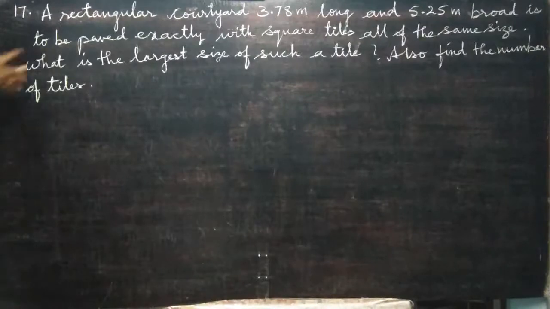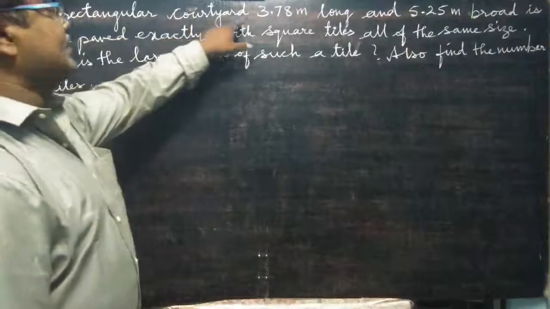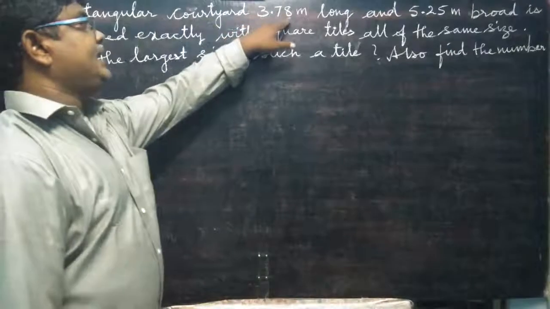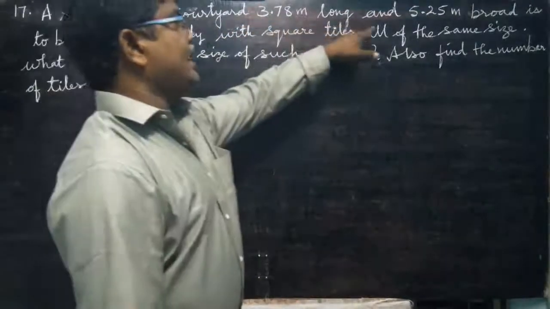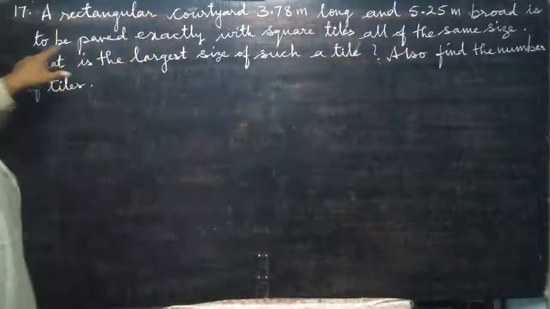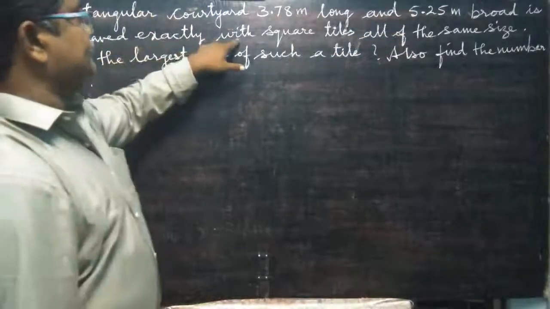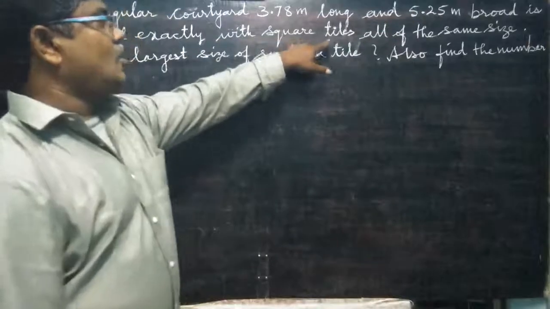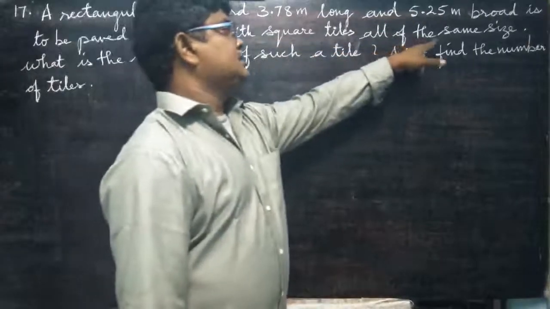17th problem. A rectangular courtyard 3.78 meters long and 5.25 meters broad is to be paved exactly with square tiles of the same size.